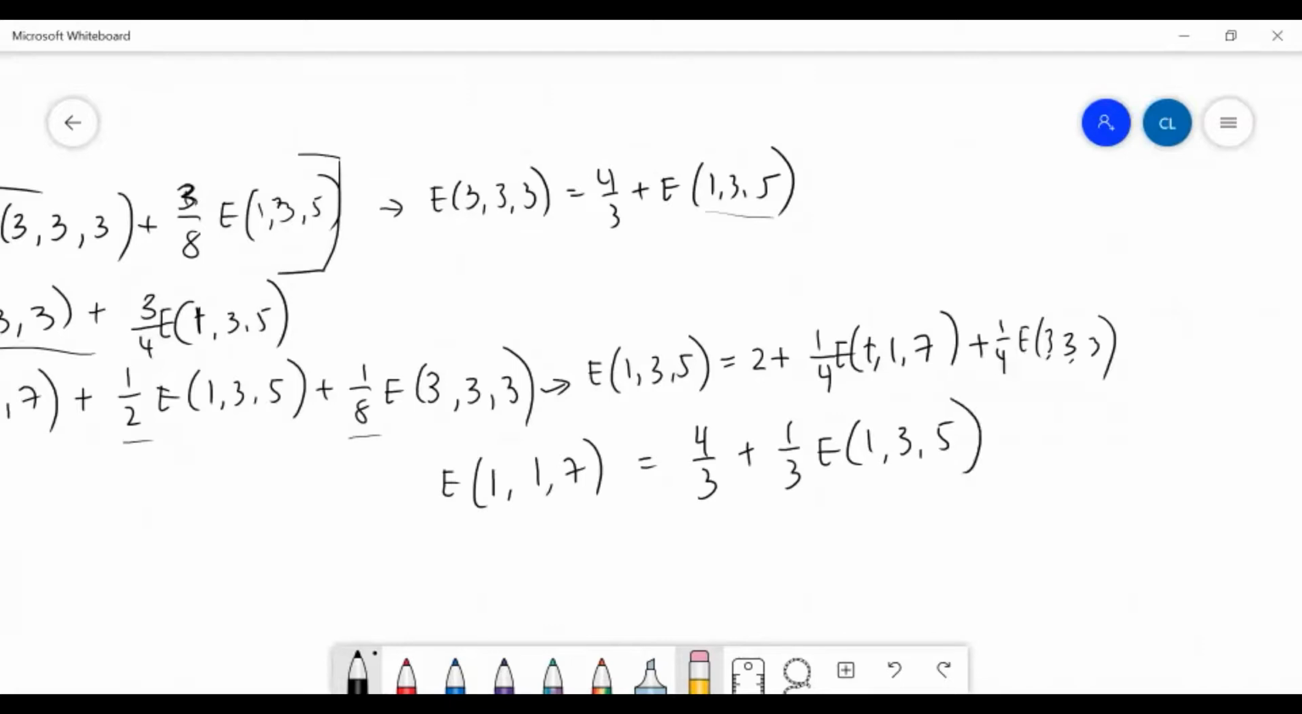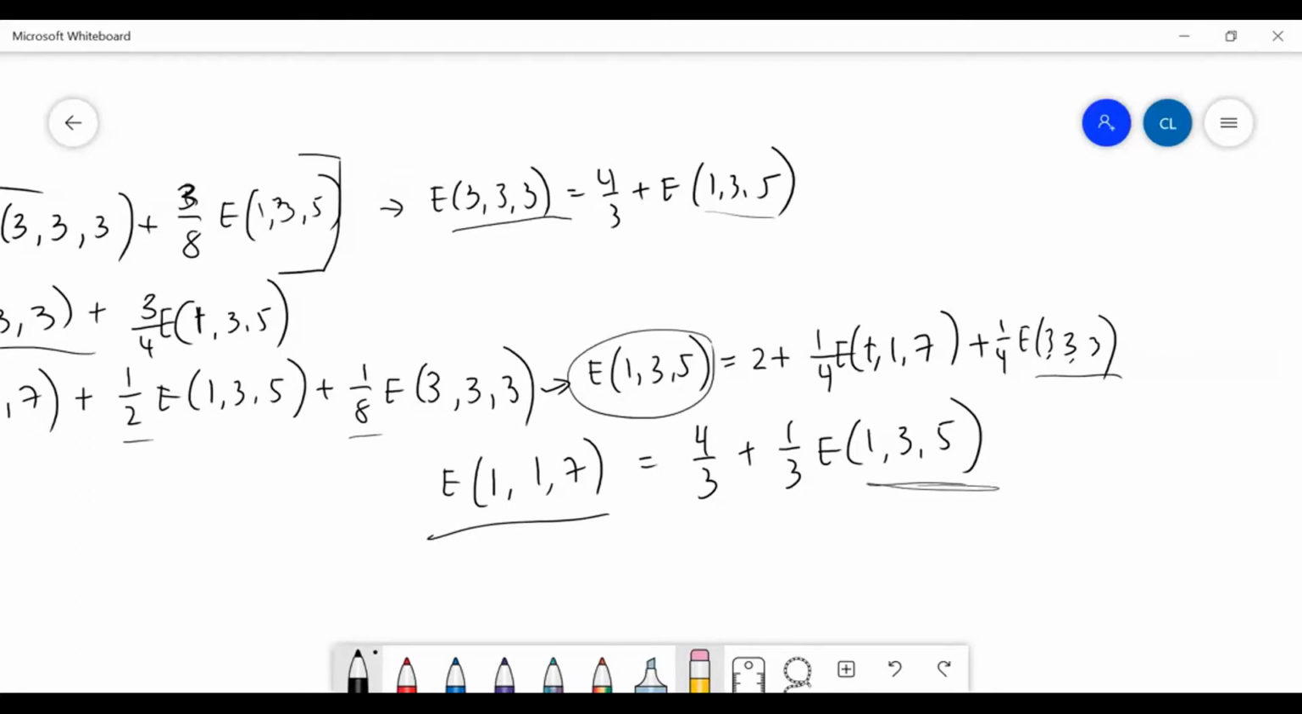That equals 4/3 plus 1/3 E135. So now you want to solve for E333, but I think the easiest way to do this is by plugging in this equation and this equation into the one for E135, because they're only in terms of E135. So then you can solve for E135 and then just get E333 from the first equation.